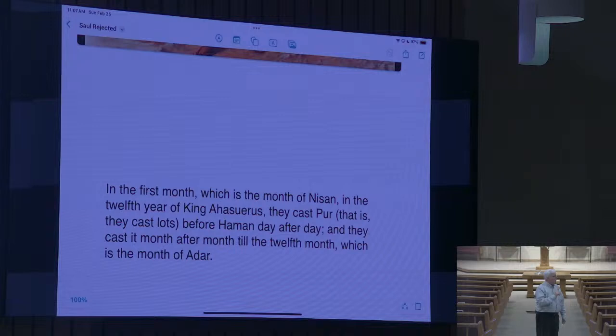But he can't just walk in anytime he feels like it and make that request of the emperor. What if it's not the right time? What if the gods are not behind this? Look at what they did. In the first month of Nisan, in the 12th year of King Ahasuerus, they cast pur, that is lots, before Haman day after day, and they cast it month after month until the 12th month. You get that? They cast lots for a year, waiting for the right omen, the right sign that this is the right time to go make this request of the king, of the emperor.